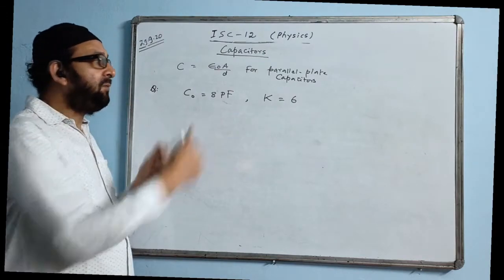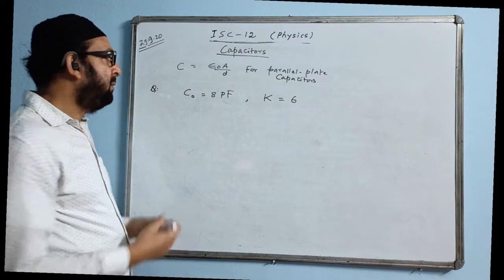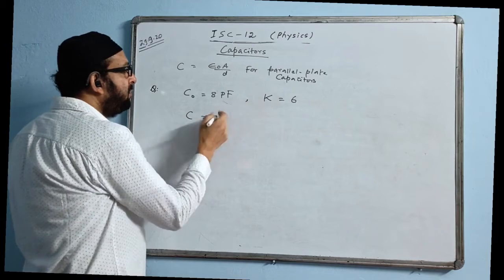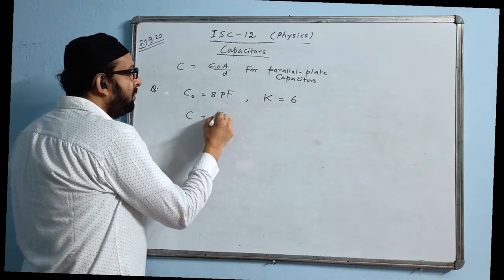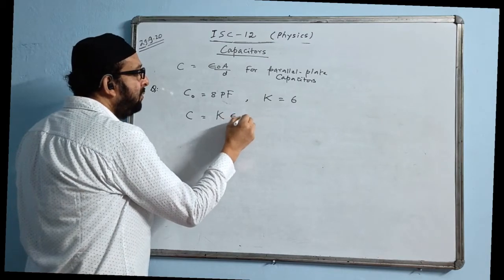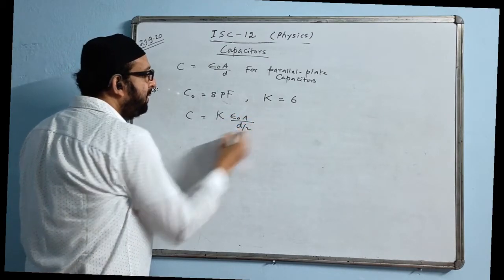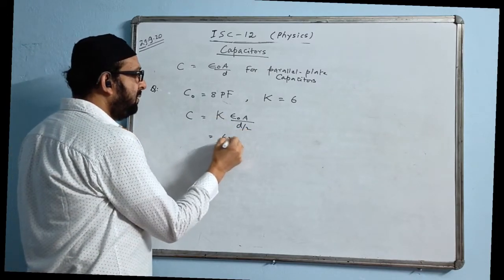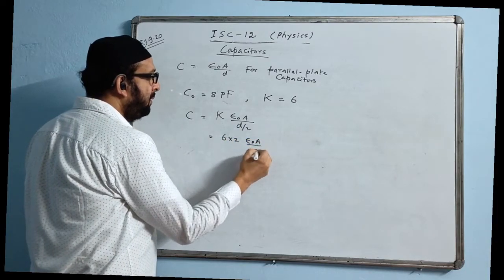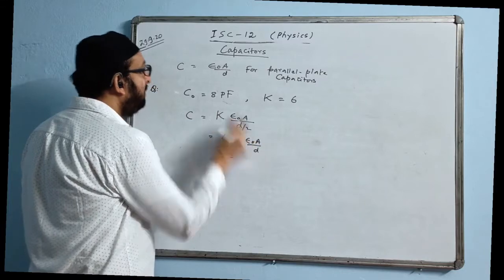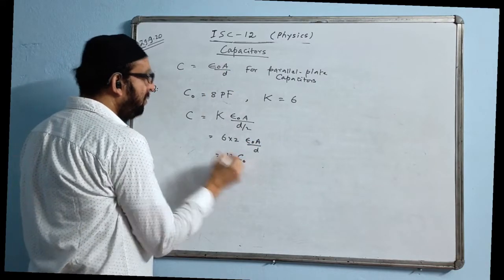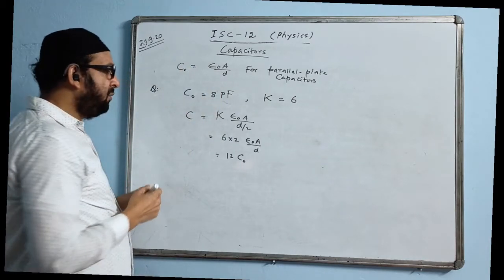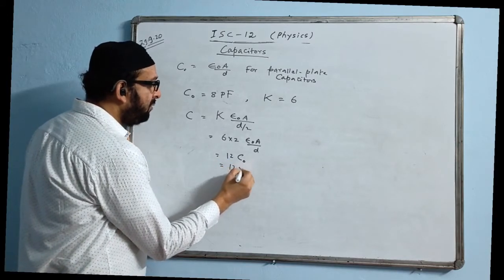Dielectric constant K value is given 6. And we are reducing the distance between the plates. That means the formula will be, C is equal to K epsilon naught A, and the new distance is D by 2. This 2 will come up. K value is 6, so 6 into 2 epsilon naught A by D, that is 12. And epsilon naught A by D is the value of C naught, which is the capacitance when it is filled with air. So it is 12 times C naught.